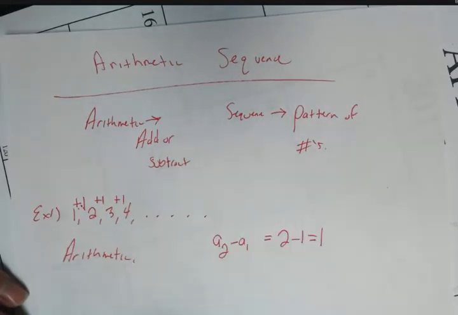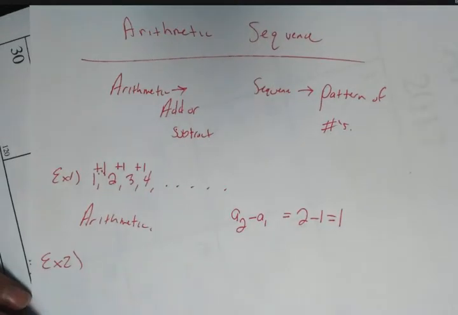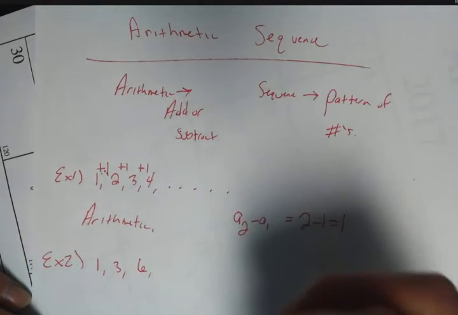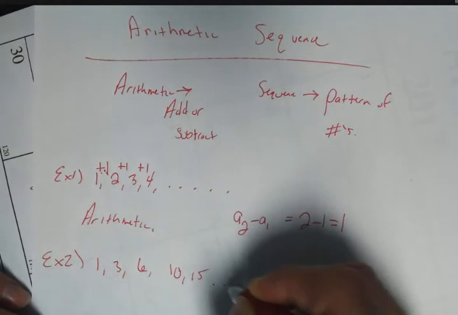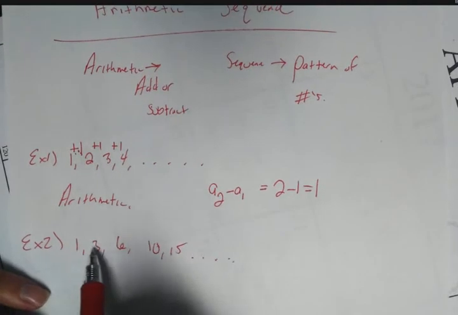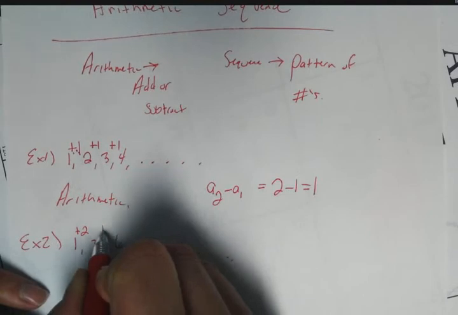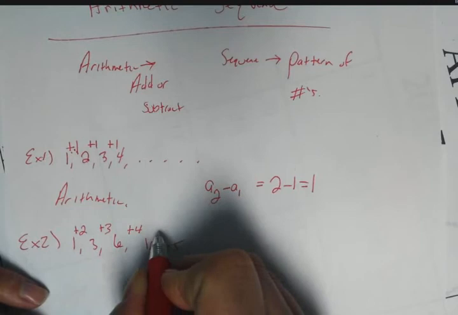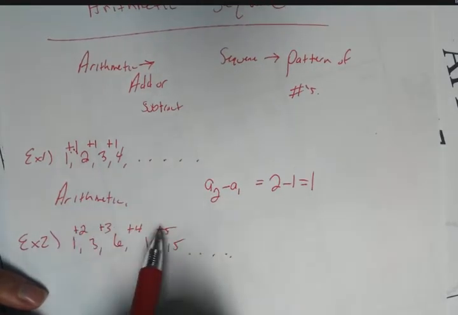Alright, now let's look at a different example. If I look at this example, 1, 3, 6, 10, 15. Well, let's see if there's a pattern here. If I find the difference of these, 3 minus 1 is plus 2, 6 minus 3 is plus 3, 10 minus 6 is plus 4, and 15 minus 10 is plus 5. So if you notice, there is a pattern. We're increasing by 1 more each time.